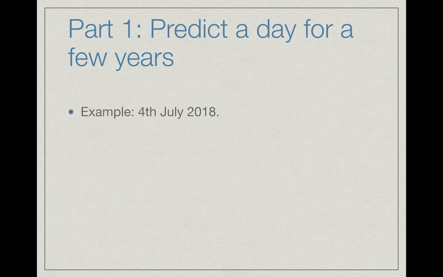4th of July, 2018. That's the Independence Day of Americans. Right, so let's get the codes together. So 4th is a day. The code itself is 4.